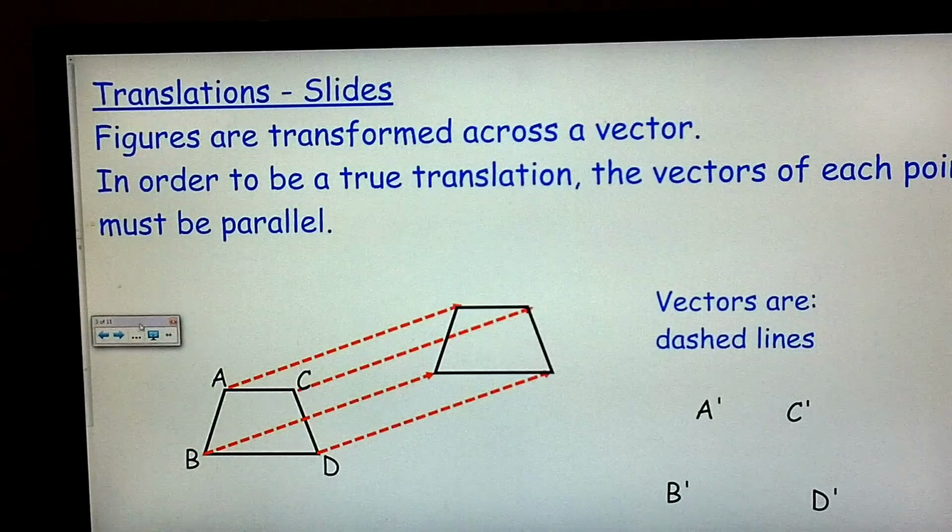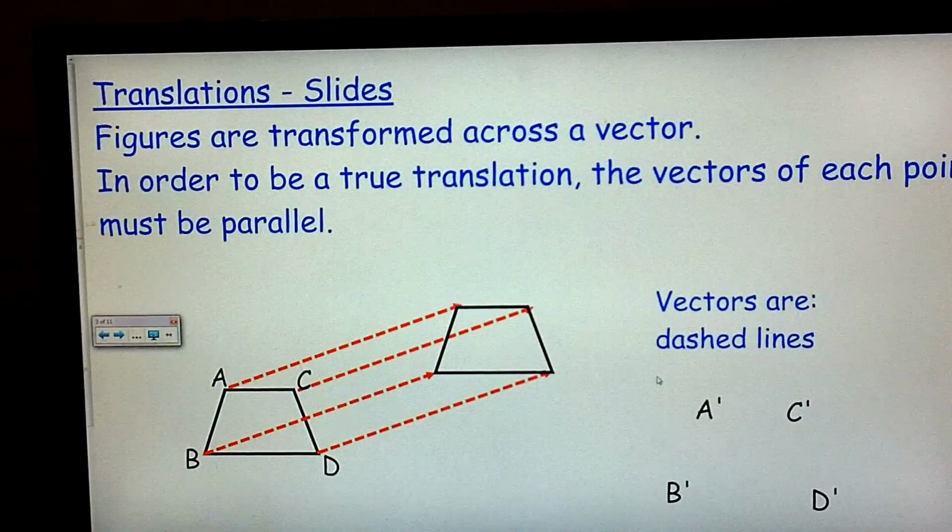First things first, I included this in your notes because I just wanted you to take a look at what a translation looks like outside of a coordinate plane. The figures that are translated are transformed across a vector. These red lines represent a vector. The vector represents a direction and a degree in which something is moving. We will learn more about vectors when we talk about trigonometry.